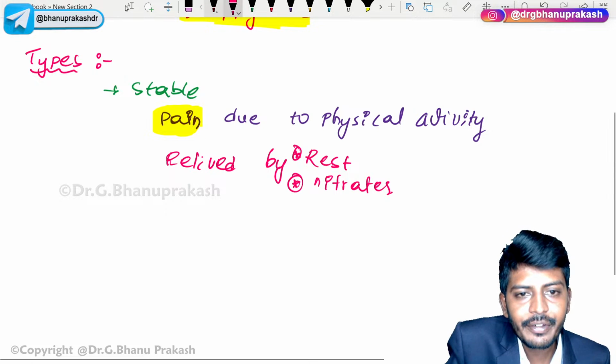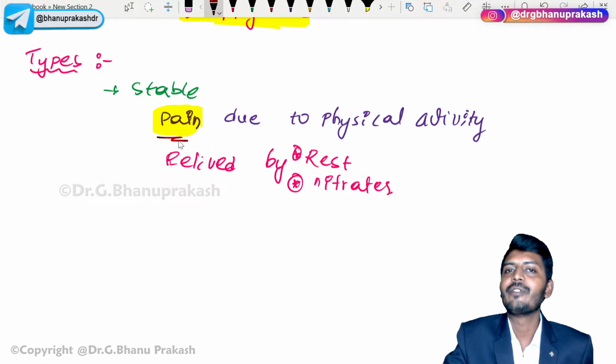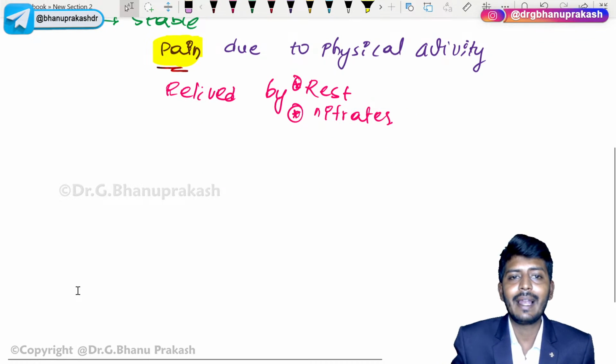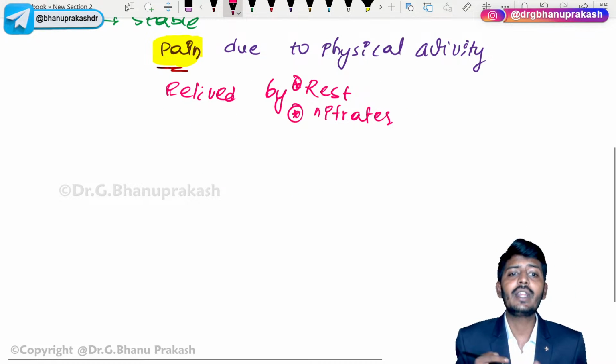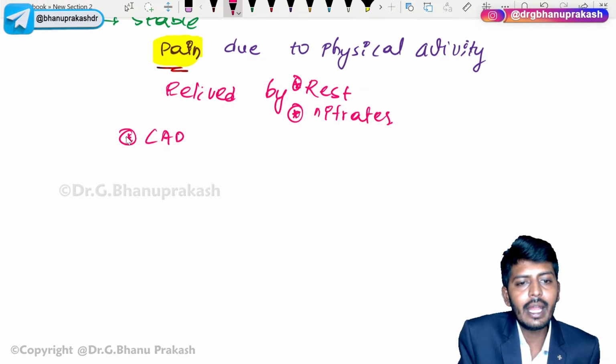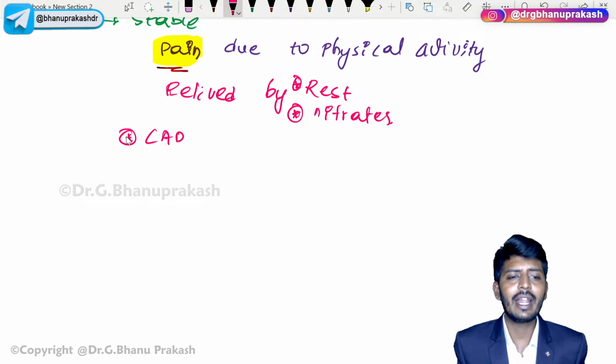Very simple. The patient is having pain at, very important, physical activity. Okay, so this is the story of your stable angina. Now stable angina is mostly associated with what? Coronary artery disease. So what is this coronary artery disease?